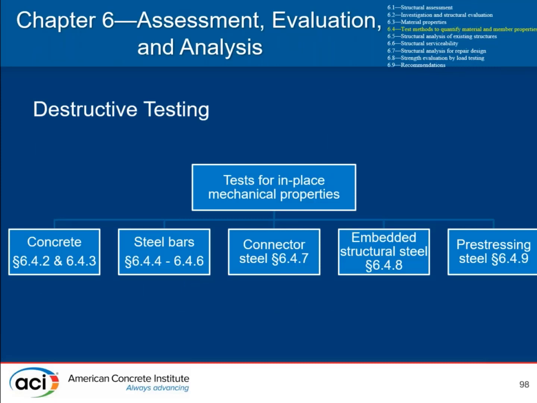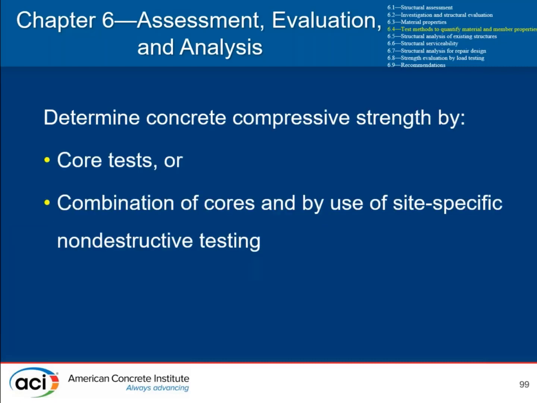Let's talk about some destructive methods momentarily. Chapter 6 does permit obtaining samples of the in-place materials of structures being evaluated and conducting destructive tests to determine the compressive strength of concrete, the yield and ultimate tensile strength of reinforcing and other steels. And the various clauses or sections of the code that specify these tests are listed here. The concrete compressive strength can be determined by core tests or a combination of cores and site-specific non-destructive testing.